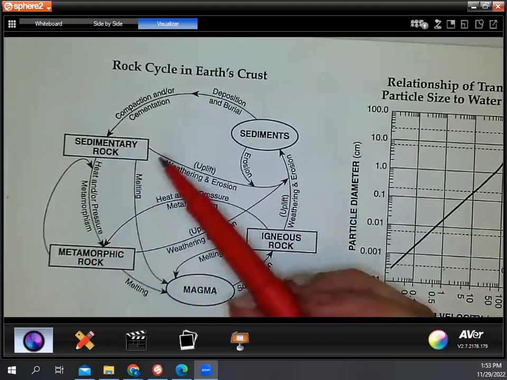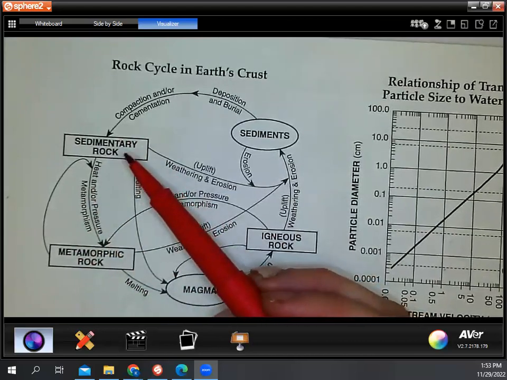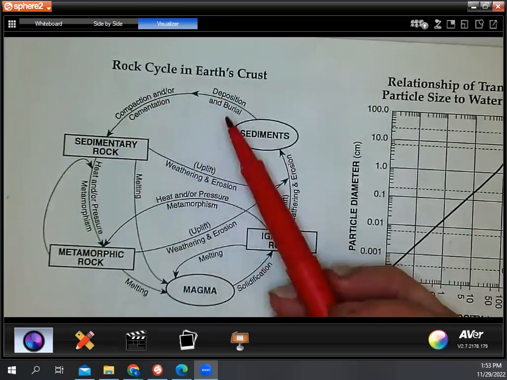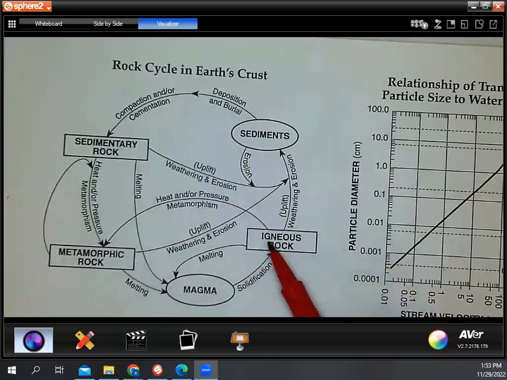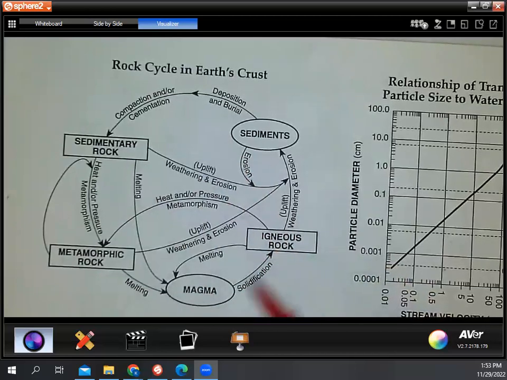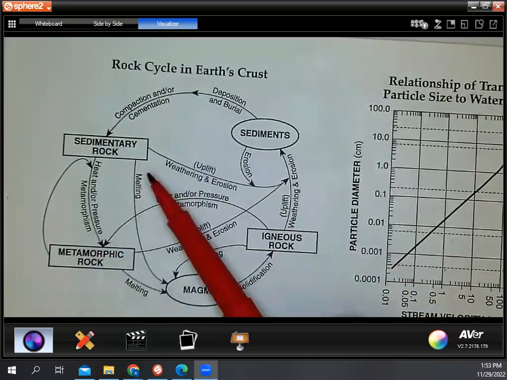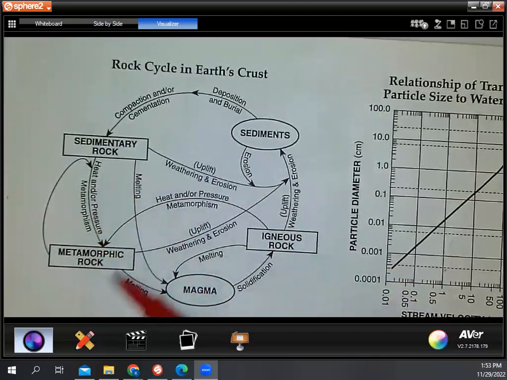So if I'm a sedimentary rock, that means my origin was I was compacted and cemented and buried. I started off as sediments. If I'm an igneous rock, I started off as magma and I solidified. If I'm a metamorphic rock, I went through heat and/or pressure.